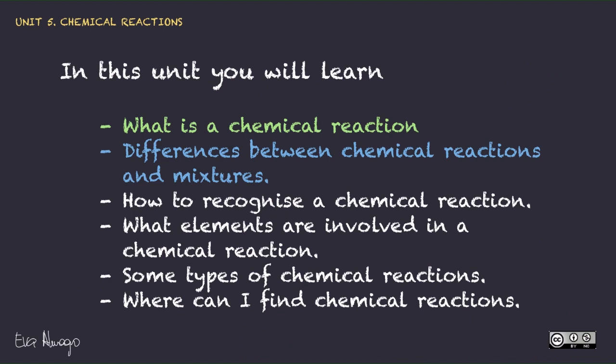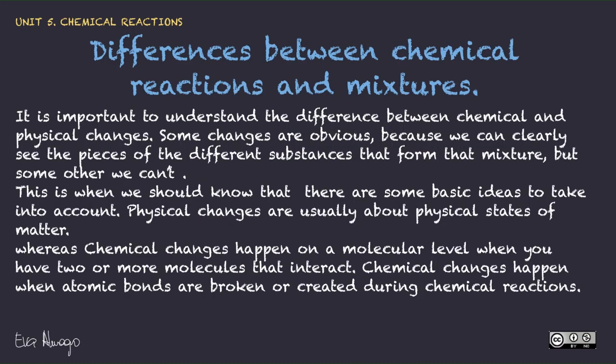Before that, we're going to see what are the differences between chemical reactions and mixtures. Well, as you see here, it is important to understand the difference between a chemical and a physical change. Mixtures, what we have in mixtures are all physical changes, okay? So some changes are obvious because we can see them. We can clearly see the pieces of the different substances that form the mixture. We can see the lettuce in the salad and the tomato and the corn and the onion and whatever you put in that salad. That is a mixture.